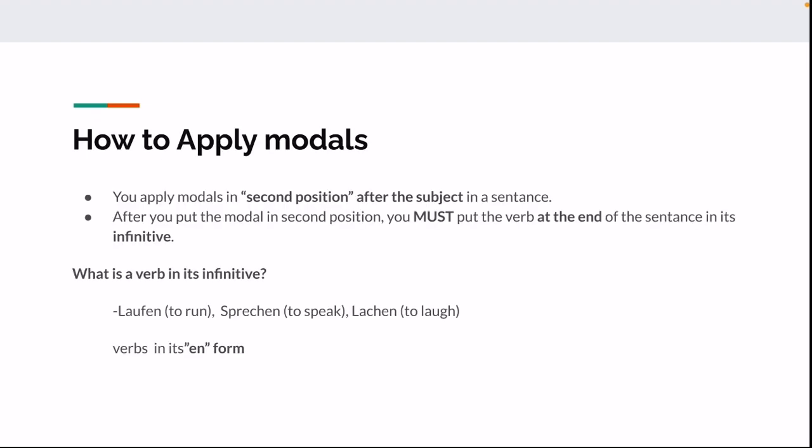How to apply modals? You apply modals in second position in the sentence. After you move a modal, you must put the verb at the end of the sentence in its infinitive. What is a verb infinitive? It's when a verb is in its en form: laufen, sprechen, or lachen.